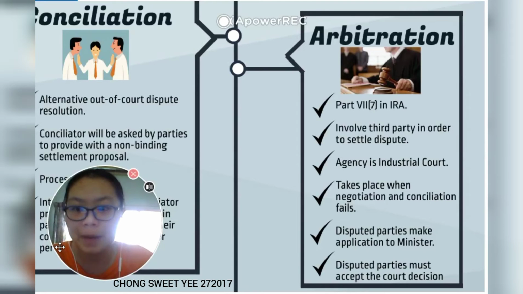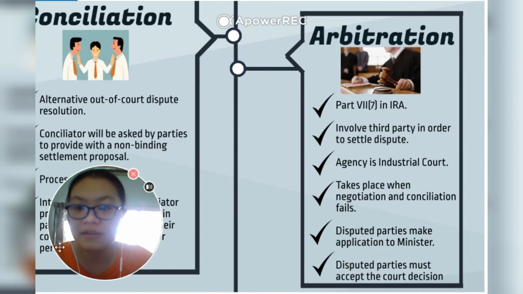Arbitration is under Part 7 in the IRA. It is one of the trade dispute settlements in which the disputing parties are forced by regulation to have a third party in order to settle the dispute and reach a decision. The agency for arbitration is the Industrial Court. The Industrial Court is the body involved in arbitration through the enforcement of the Industrial Relations Act 1967.